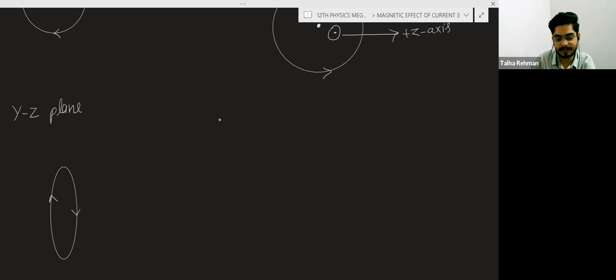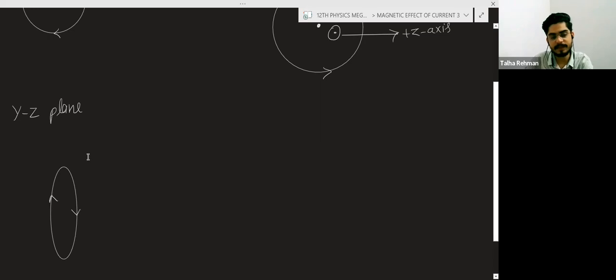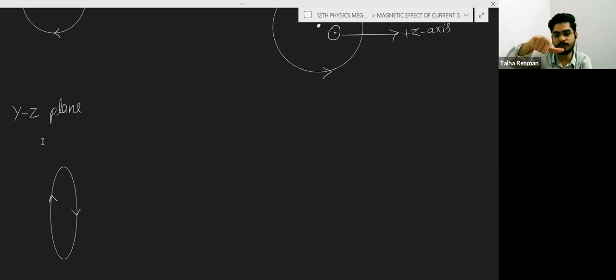If the current is like this, this wire is in the YZ plane. So of course you already know that if this wire is in the YZ plane, then the direction of the magnetic field will be along the x-axis. But positive or negative, that you have to decide. This will be given by the modified right hand thumb rule. Just tell me the direction. What is the direction?